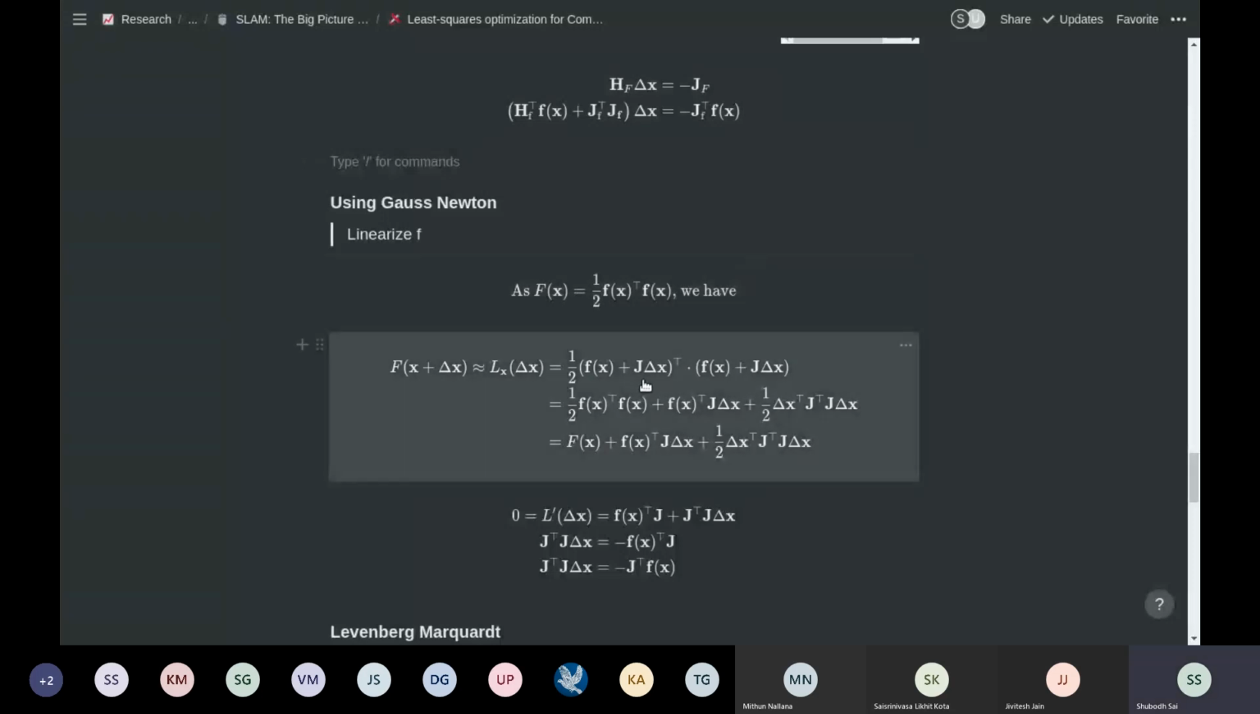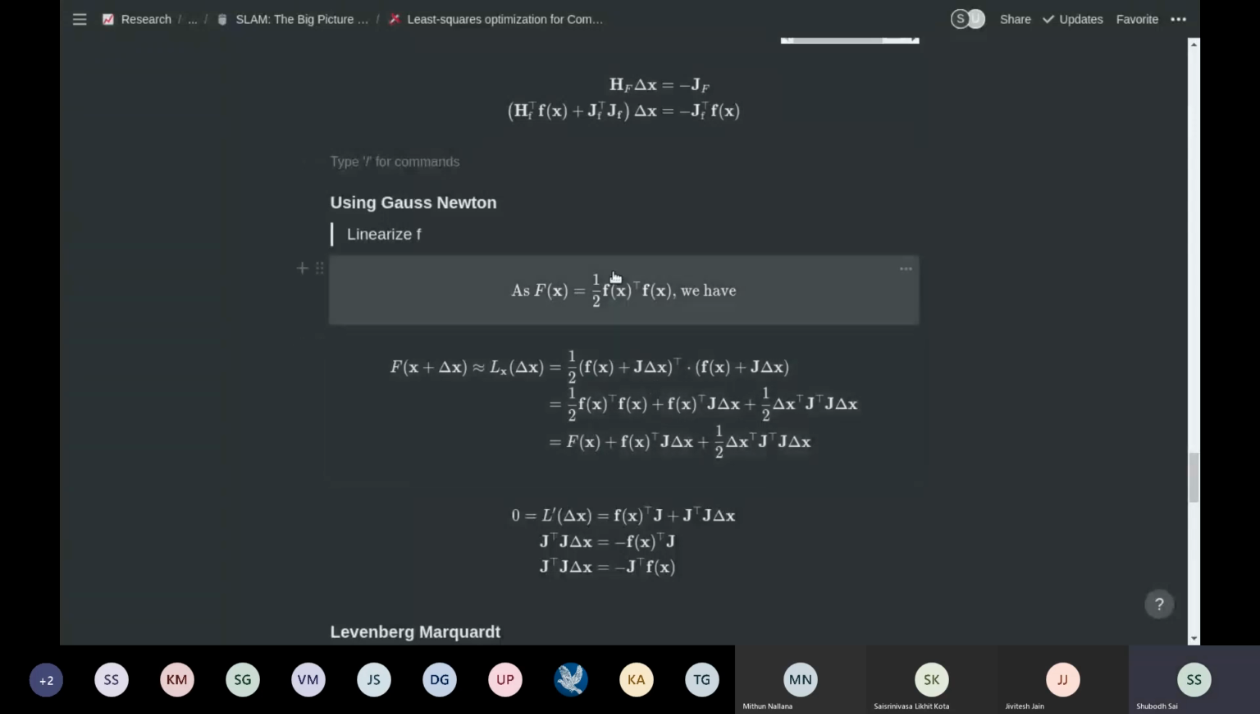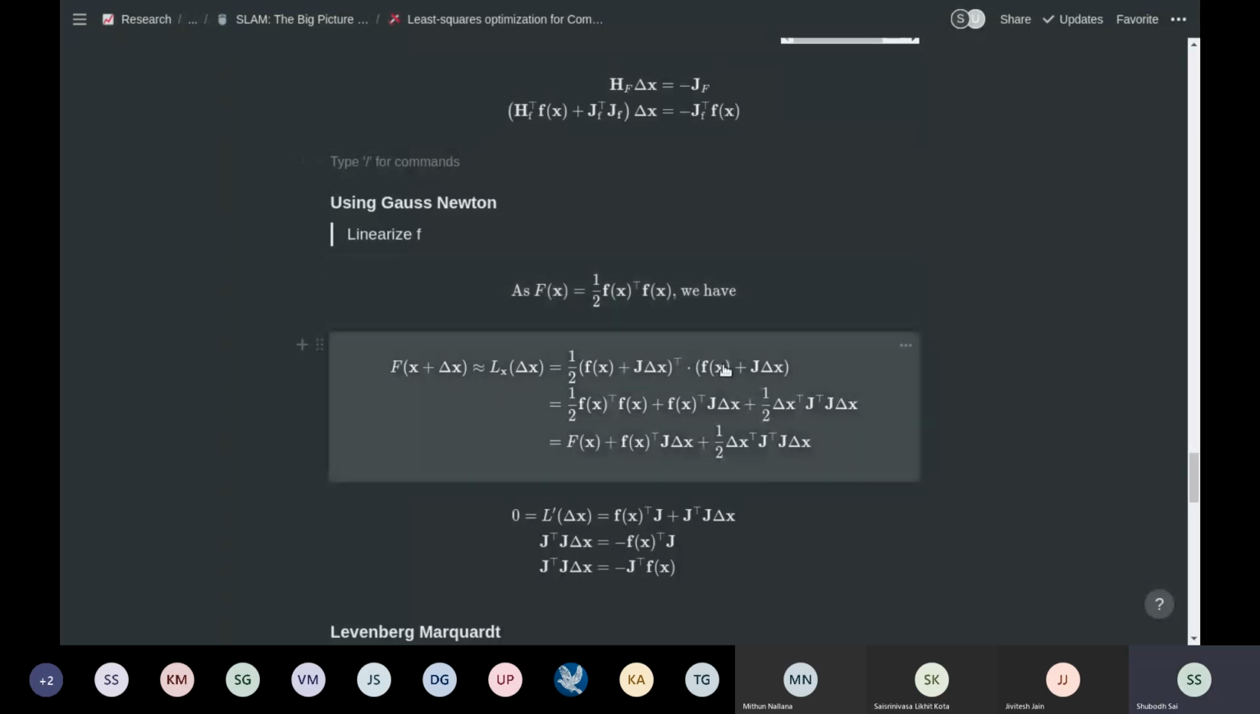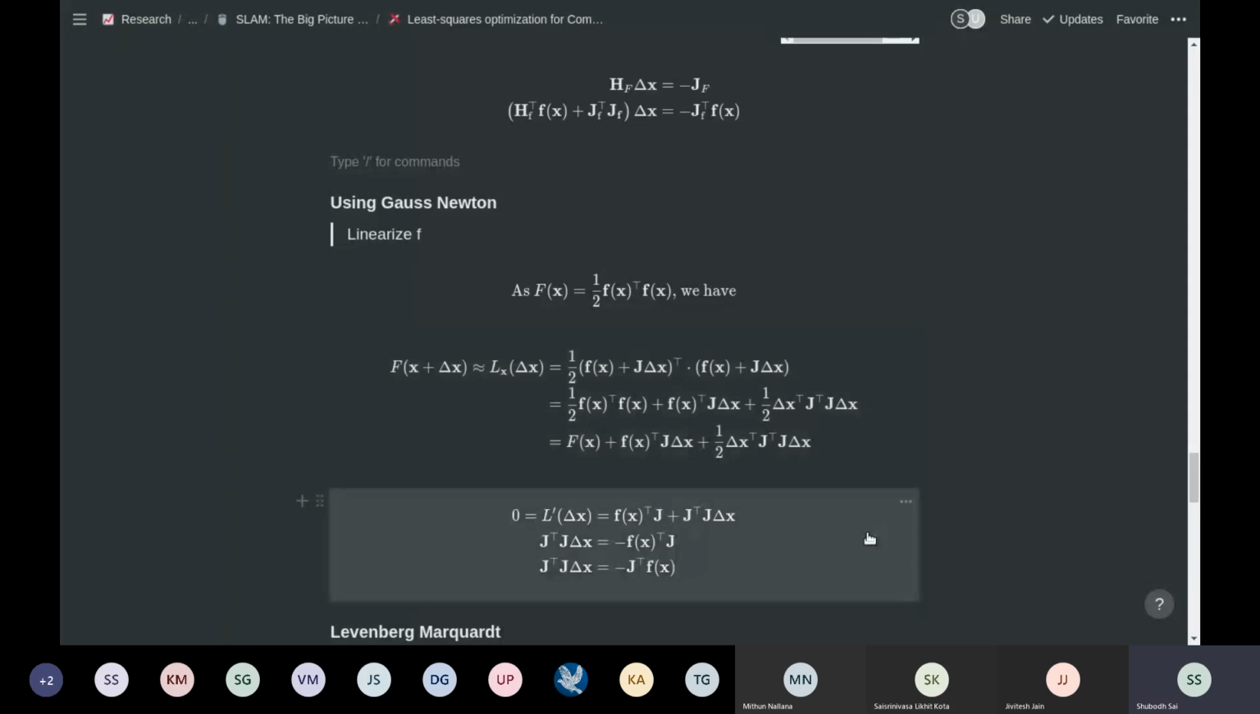F of x plus Jacobian into delta x is my first order Taylor series approximation of f of x. F of x plus Jacobian delta x, first order Taylor series expansion. I multiply these two and expand it out. You end up getting this equation: f of x transpose f of x, into j delta x. This is the second term, j delta x. You have a transpose here, so be careful. Delta x transpose j transpose j delta x.